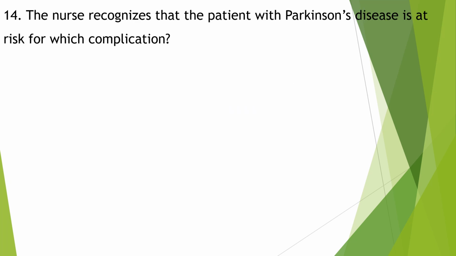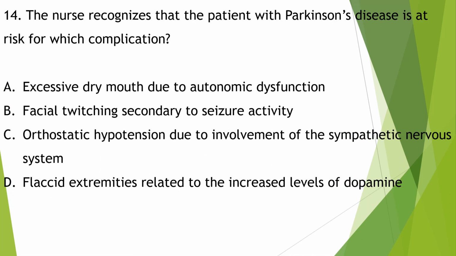The nurse recognized that the patient with Parkinson's disease is at risk of which complication? Excessive dry mouth due to autonomic dysfunction, facial twitching secondary to seizure activity, orthostatic hypotension due to involvement of the sympathetic nervous system, flaccid extremities related to the increased level of dopamine.